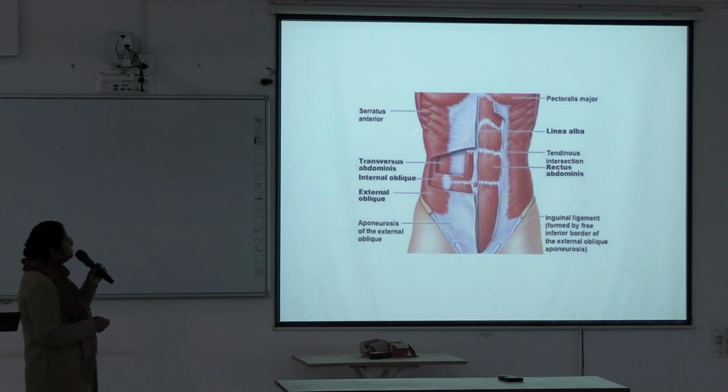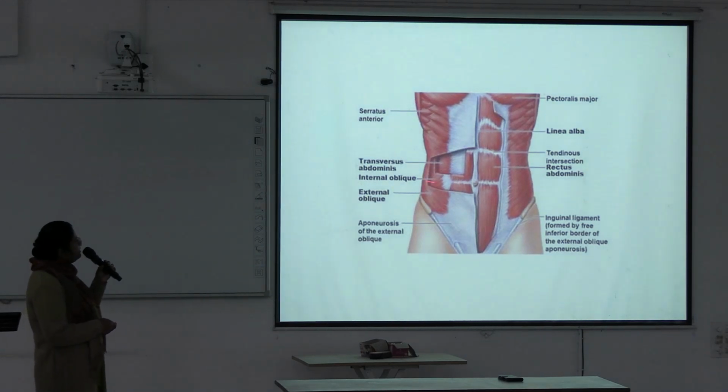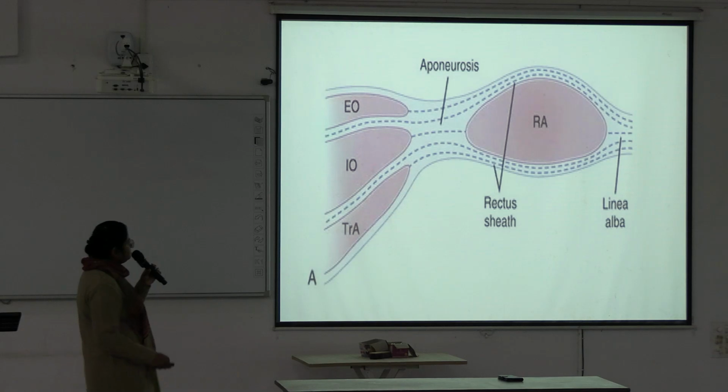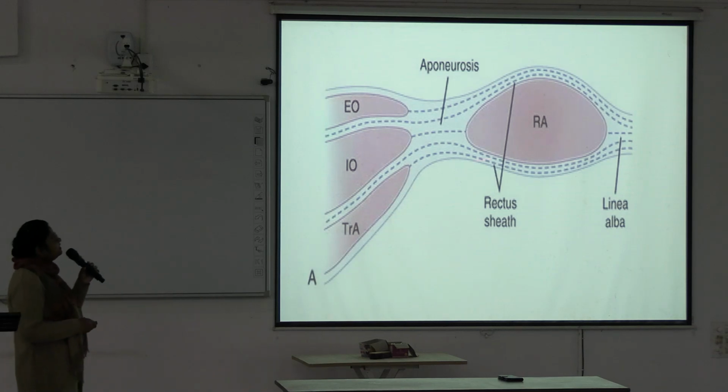Next, okay, muscles have been cut. Flat muscles: outer one is external oblique, then internal oblique, then transversus abdominis, and this is rectus abdominis, and in this region lies the pyramidalis. Here is the inguinal ligament, and the midline is the linea alba. These are the tendinous intersections. Next, this is the formation. You practice a schematic diagram like this.